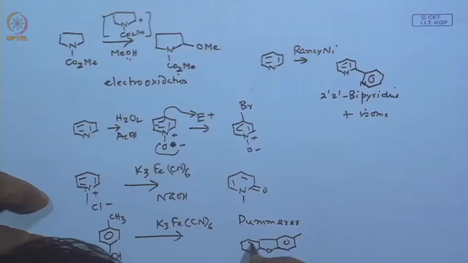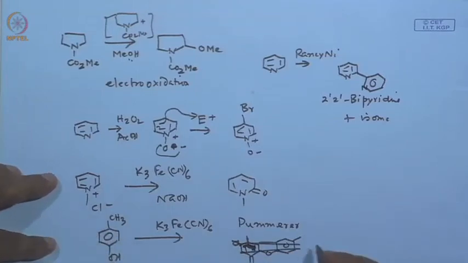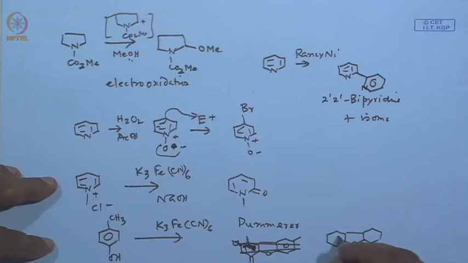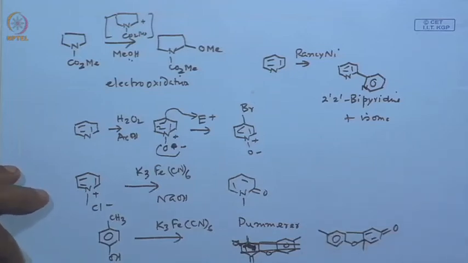I am trying to get a thing. Something like this. Let's see. Something like this is formed. Maybe I have a little difficulty. One of the rings is aromatic, I know. Other is probably... Oh, okay, right. Now I got it. This. So this is called Pummerer ketone.